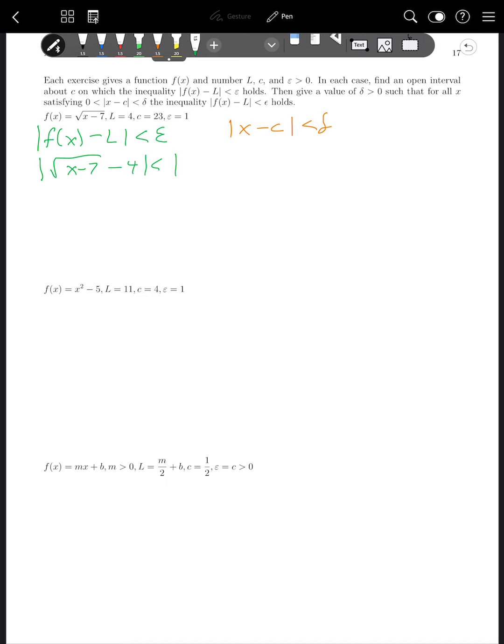So to do that, the first thing we do is get rid of the absolute values. So if you remember back to college algebra, when you have the absolute value of something is less than a number, that means that expression has to fall between the number and its opposite.